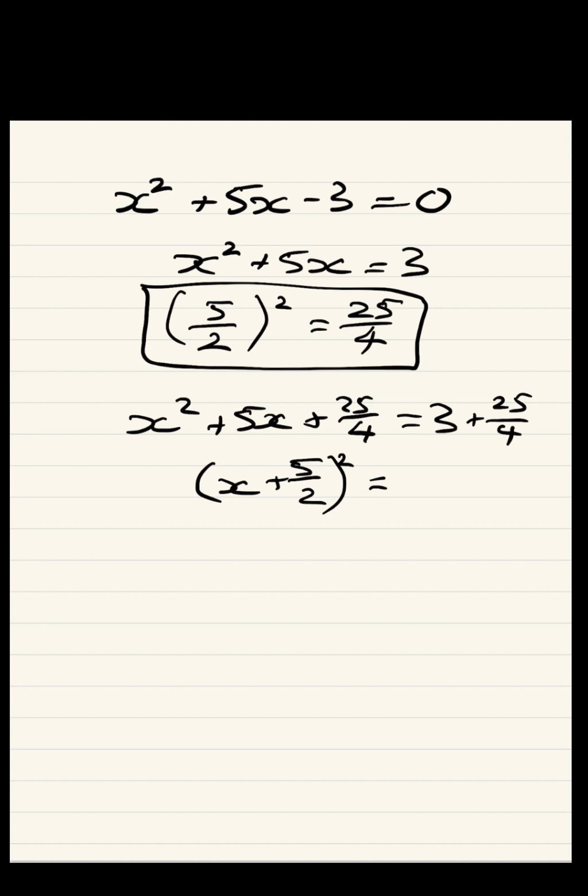Okay, so think about it. We want 3 and we want that to be over 4. So we'd end up with 12 over 4 added to 25 over 4, which of course is 37 over 4. Oops, why have I put a 3 there? 4, sorry. Let's rewrite that. So we'd end up with a final result of 37 over 4.